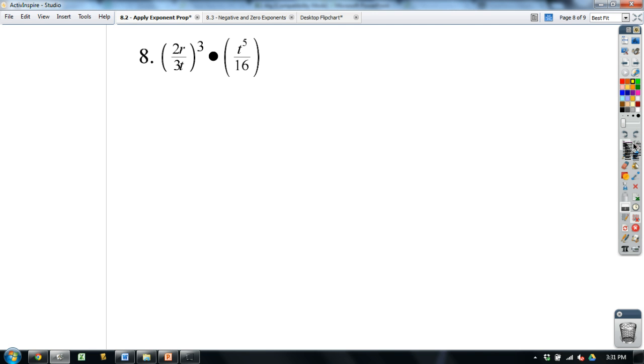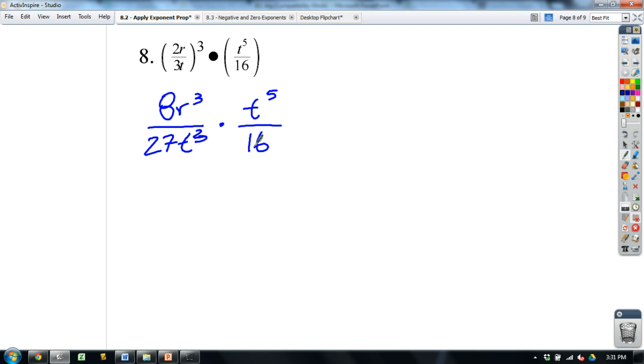Let's do this one last. This will be the last one, and then we'll talk about negative and 0 exponents. Okay, so we have (2r/3t²)³ times t⁵ over 16. 2 to the 3rd power is 8, right? 2 times 2 times 2 is 8. So 8r³ over 3 to the 3rd, which is 27, times t to the 3rd, which is t cubed, and then I have t to the 5th over 16.